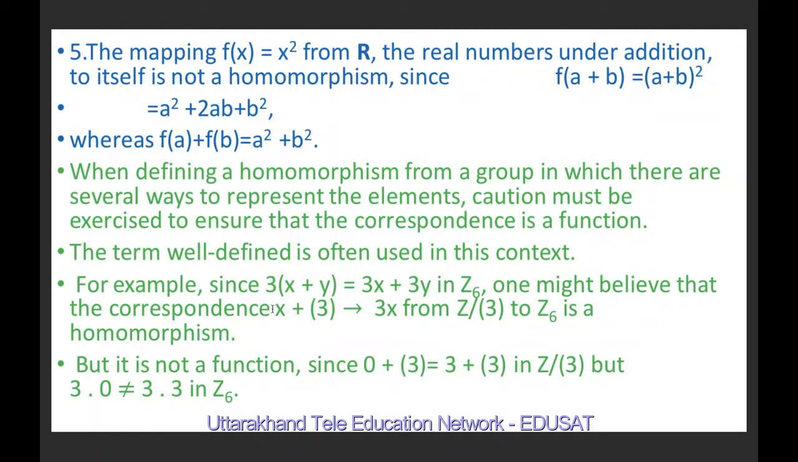So x + 3Z to 3x from Z/3Z to Z6 is not a homomorphism, while some may believe that it is a homomorphism. Z/3Z is the set of all the cosets and Z6 is the set consisting of 0, 1, 2, 3, 4, 5.